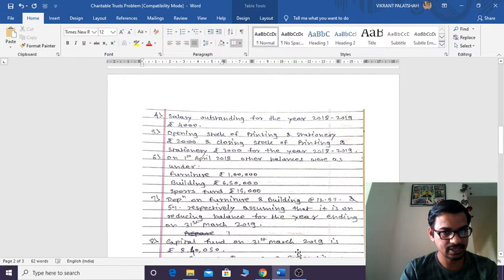From that, less opening stock. That opening stock we have to less. And how much is the opening stock? It is of rupees 15,000 that we have to less. After deducting 15,000 from 50,000, how much is left in our hand? 35,000 is left in our hand.